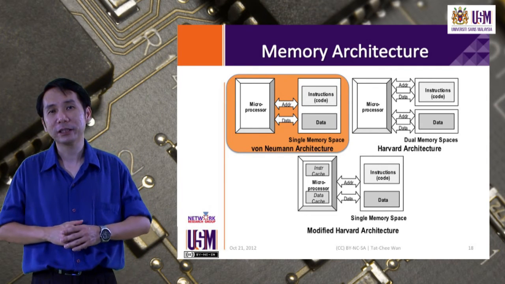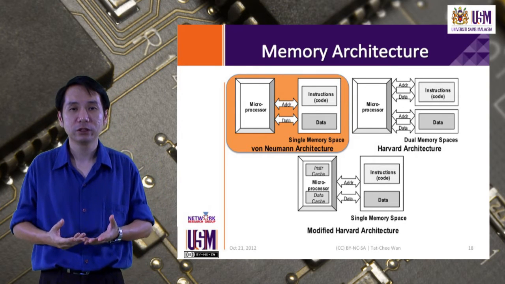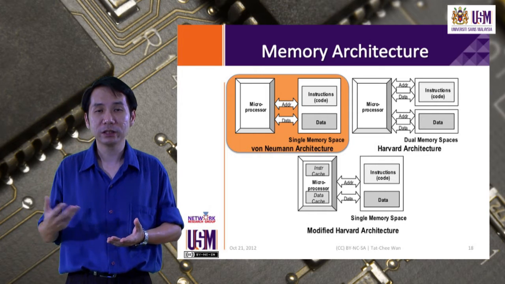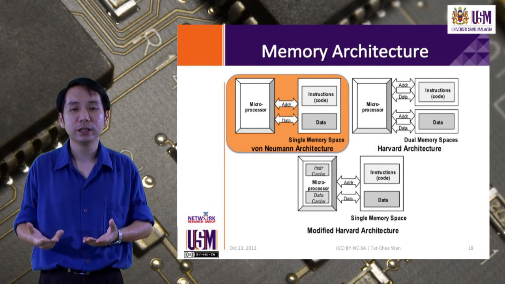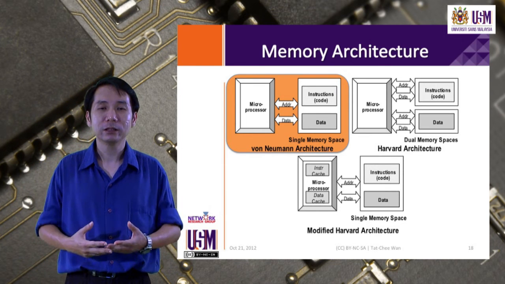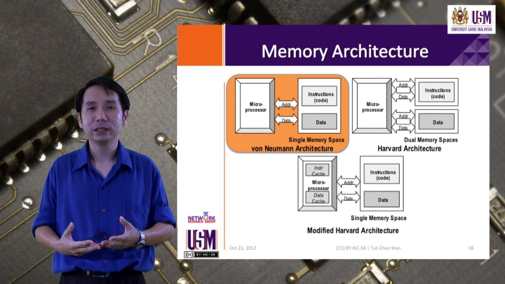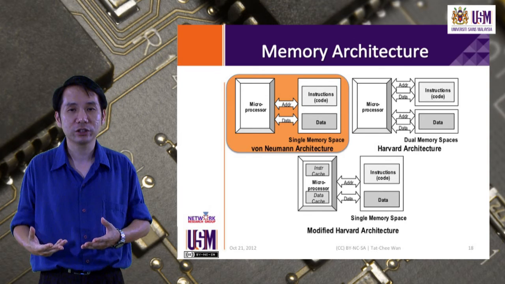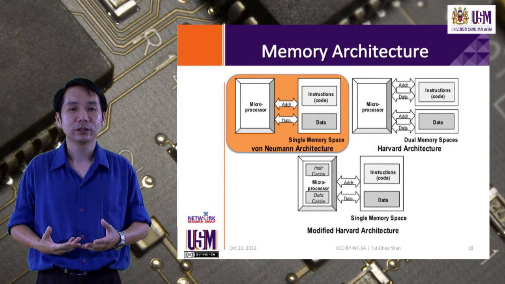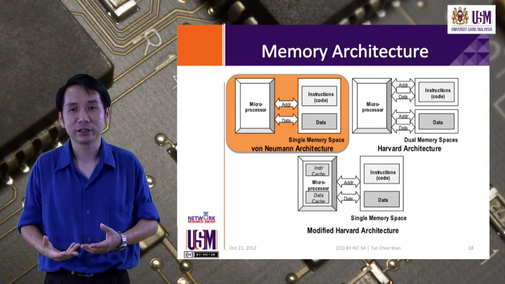Now, another issue that affects the processor performance is the memory architecture. Memory architecture of a processor refers to how the storage locations, or RAM, or permanent storage such as flash and EEPROM, are accessed from the microprocessor. The typical memory architecture is called the von Neumann architecture, which combines the location for storing instructions or code with the locations for storing data. So consequently, instructions and data are found in the same memory address space.